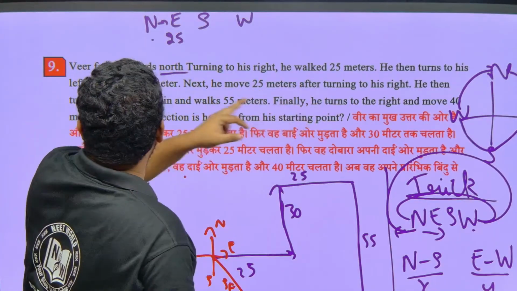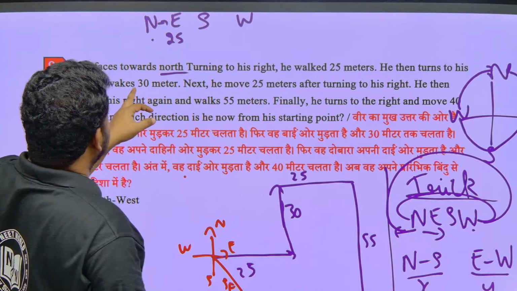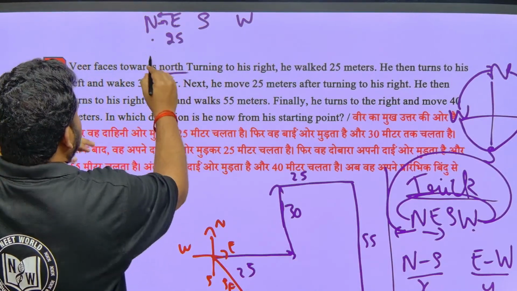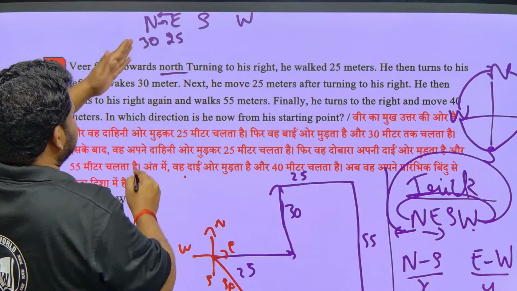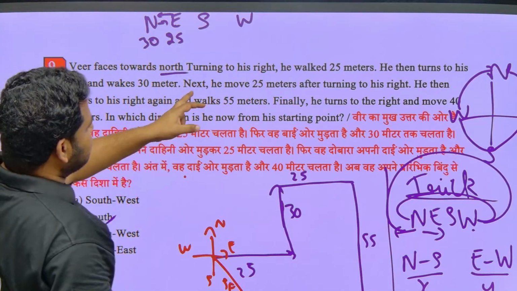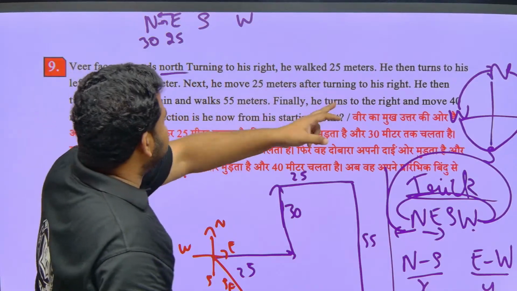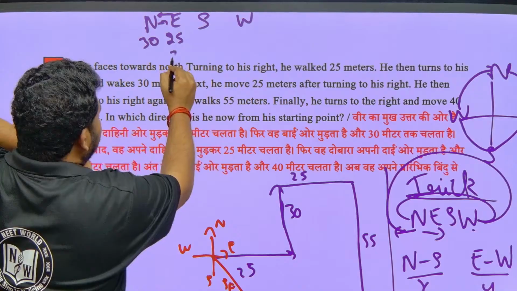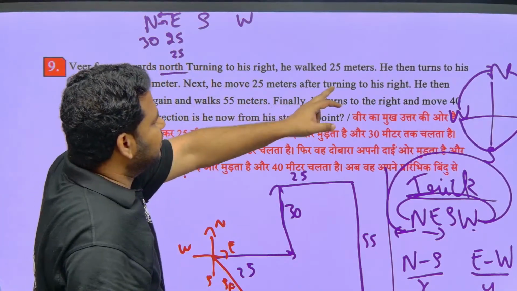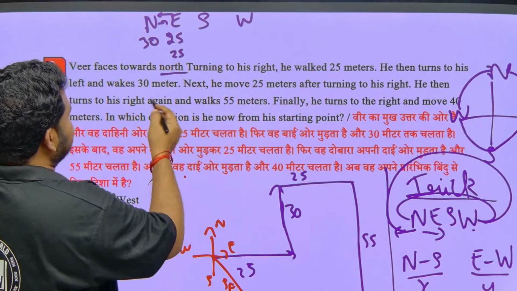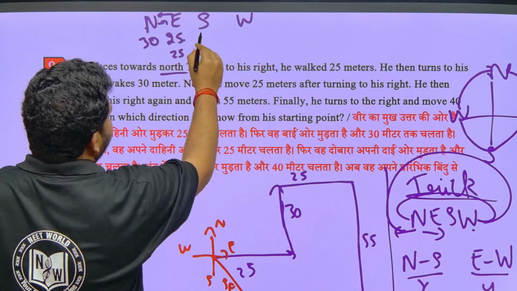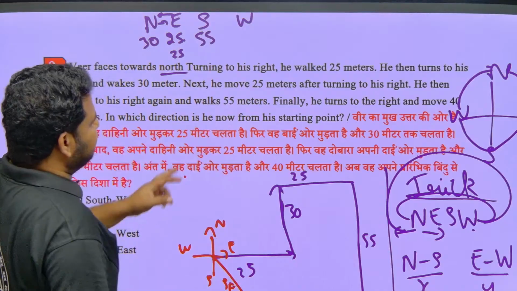He then turns to his left and walks 30 meters. From east, left is north, and walks 30 meters means under north you have to write 30 meters. Next he moves 25 meters after turning to his right. Again from north he will move towards his right, so under east you have to write 25 meters. He then turns to his right again. From here right means it is south and walks 55 meters.